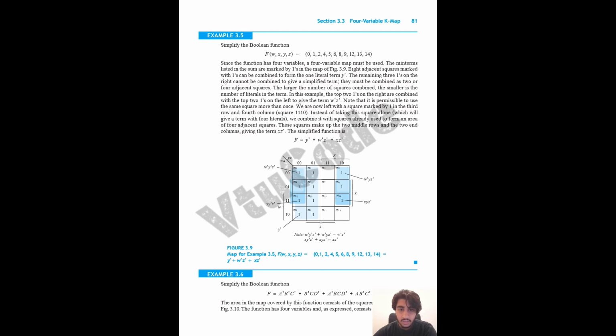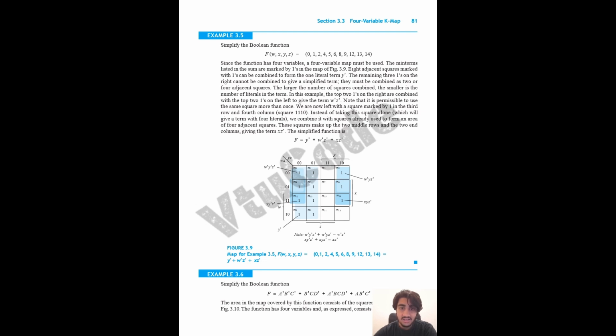For this one, the first one here, this one and this one. See here, for this one, this cell and this cell, what's the common factor? 0, 0 and 1, 0. So 0 becomes common, that is represented z bar. And here, these two, 0, 0 and 1, 0. 0, 0 being common here, it is represented by w. Sorry, that is w bar and z bar, since it is 0 and 0. Here we have w bar and z bar.